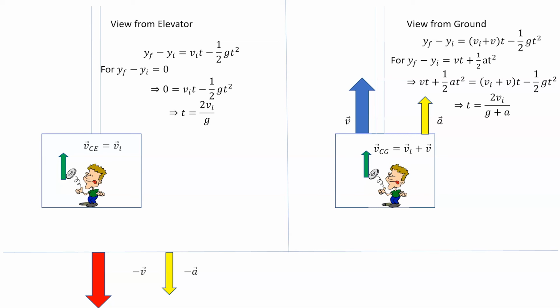This is a problem. This is a problem because either they don't agree on how long it takes for the coin to go up and come down, or they don't agree on what g is. The guy on the right, view from the ground, g is just the acceleration of gravity due to the Earth, 9.8 meters per second squared. But for the guy on the left, if he measures the same time as the guy on the right, he's going to say that his g, the acceleration due to the Earth, is 9.8 plus a. That's the only way to make those two times the same.